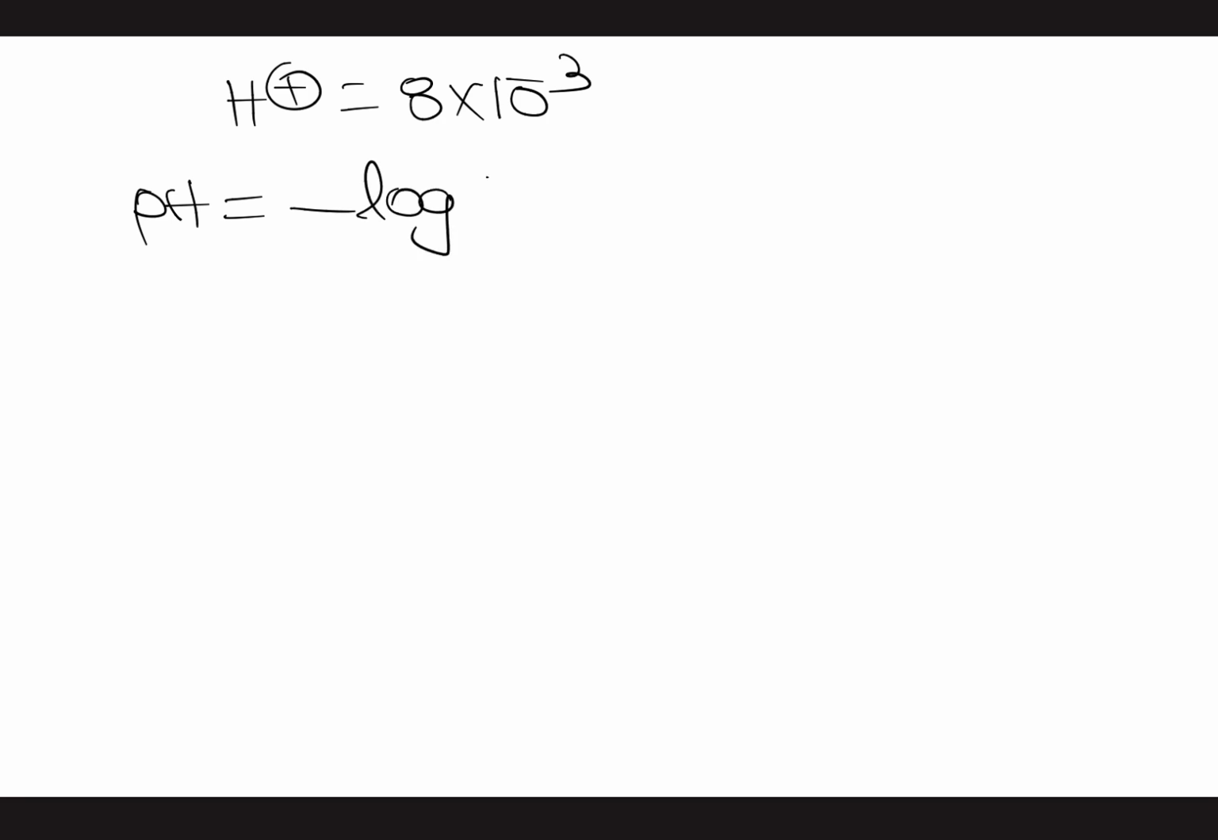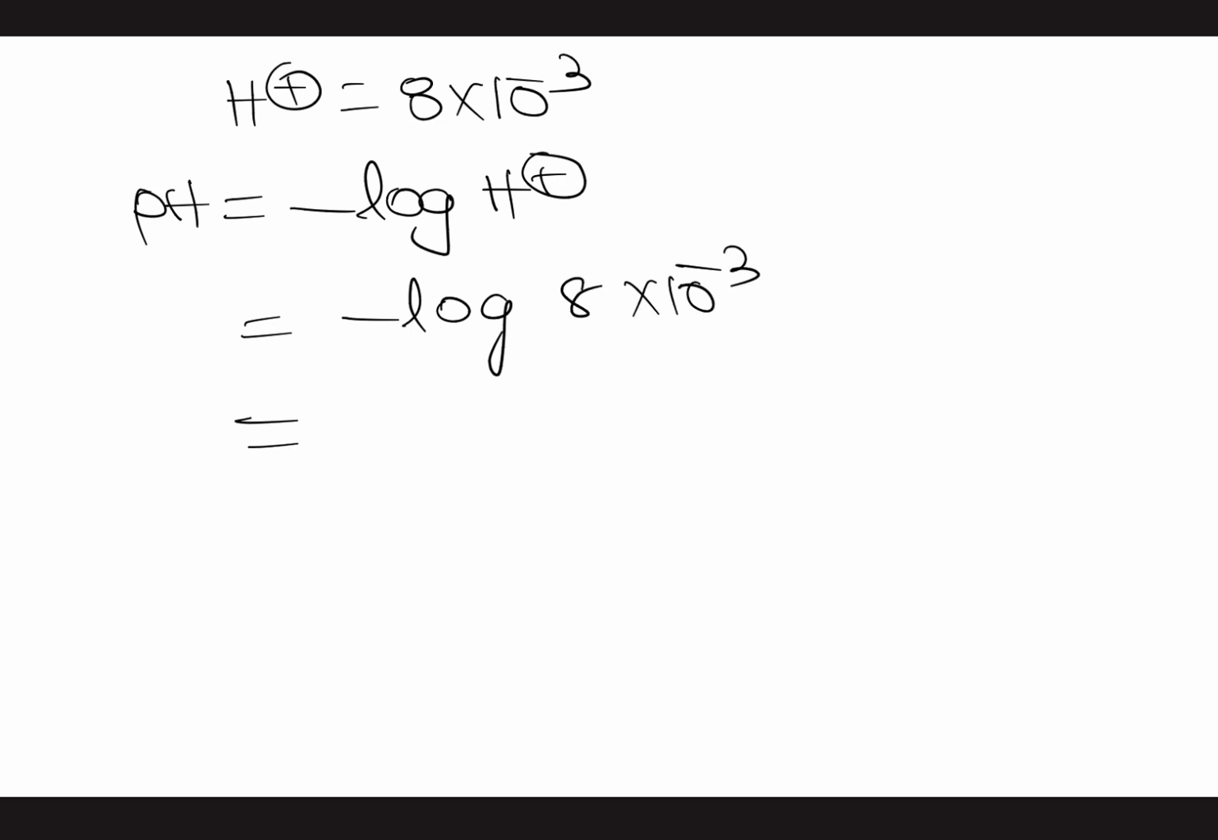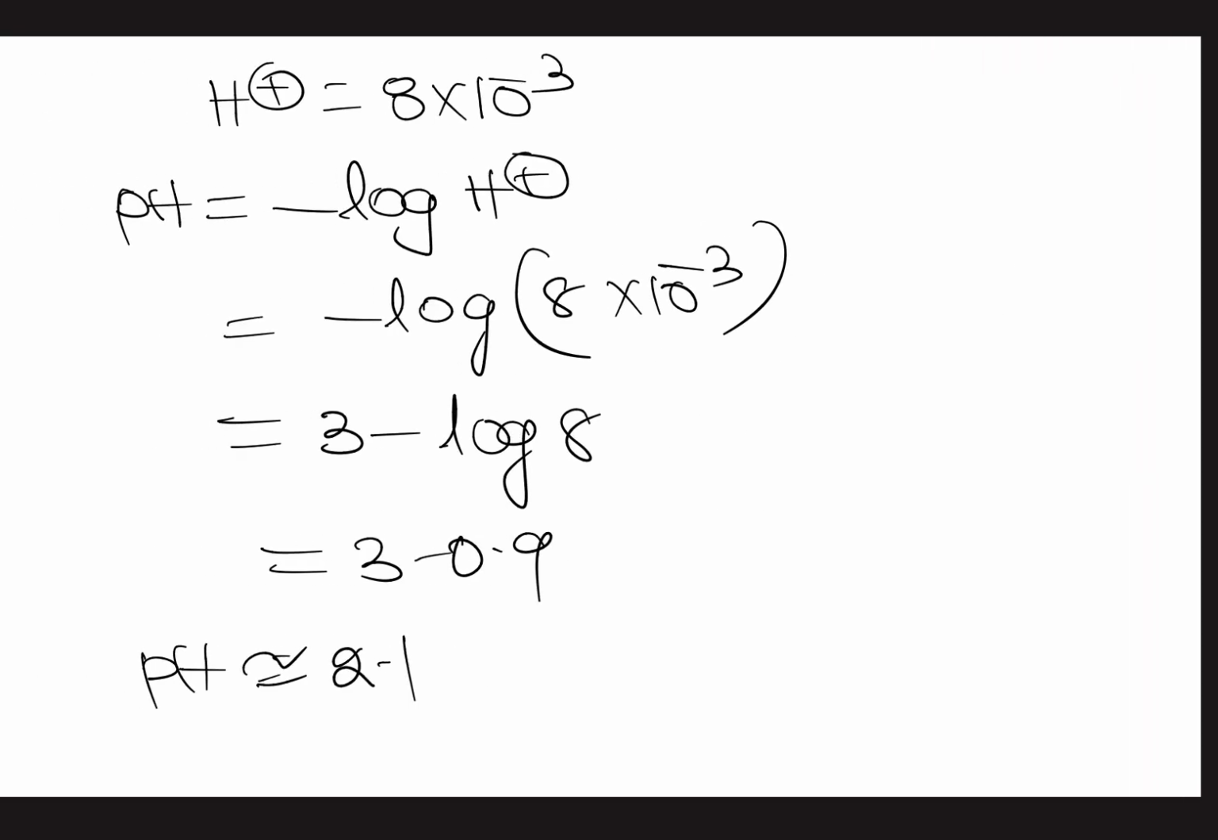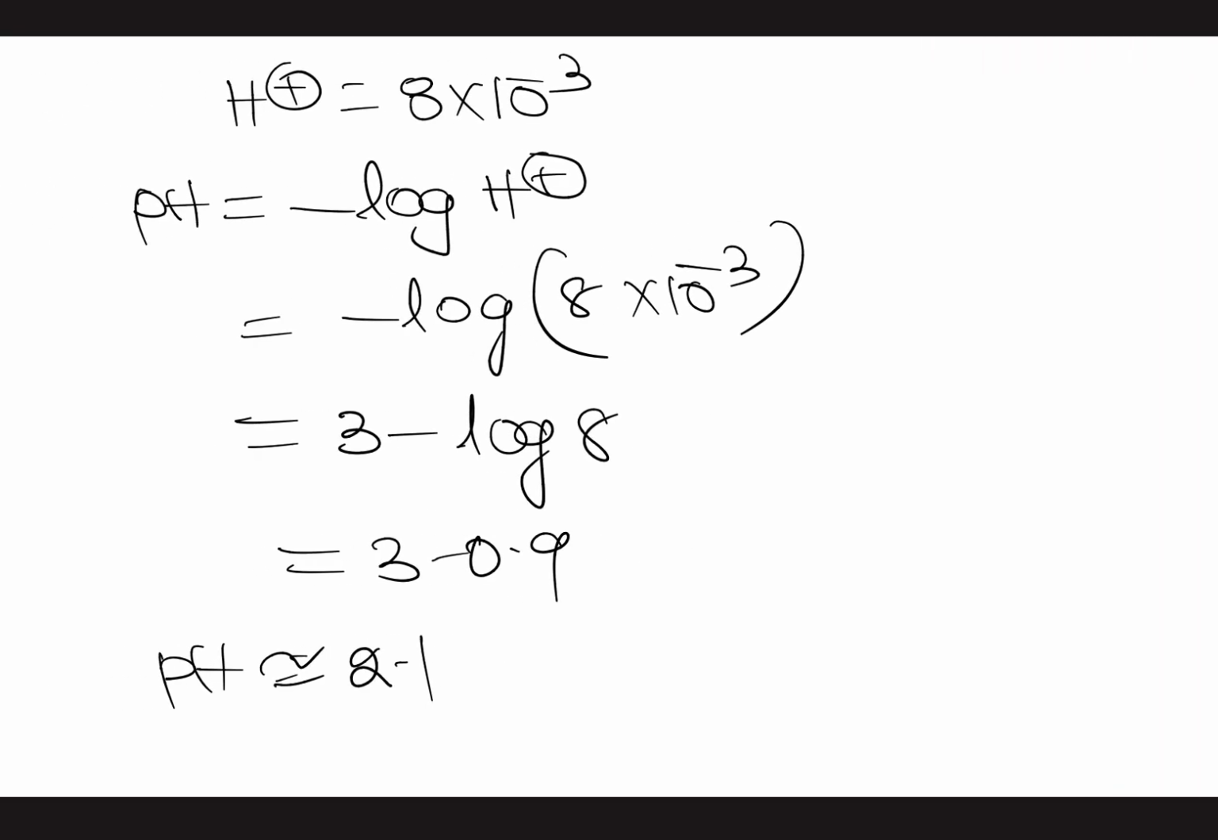Once we have the H plus ion concentration, 8 into 10 to the power of minus 3, apply the pH formula. pH is equal to minus log H plus. So minus log of 8 into 10 to the power of minus 3. As we already discussed in the previous video, we can write this as 3 minus log 8. Here 3 minus log 8 is equal to 2.1, since log 8 is approximately 0.9. So like this, you can calculate the pH of any two strong acids or two strong bases in a solution.